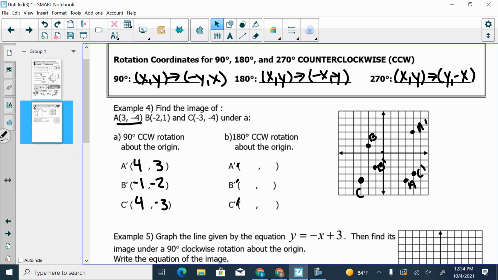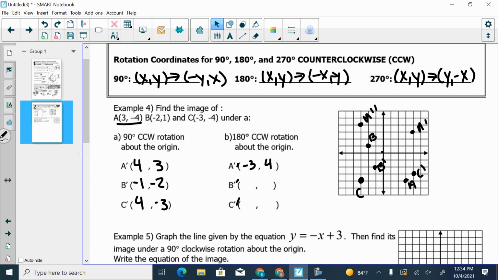Okay, so for 180, our rule was keep your coordinate point in the same order, just change the signs, right? Okay, so A was originally at 3, negative 4. If I rotate 180 degrees, I'm just going to change the sign of my 3 to be negative 3 and my negative 4 to become positive 4. So A was originally here. If I go 180 degrees, that should be here. That makes sense, right? Negative x's, positive y's. So there's my A double prime.